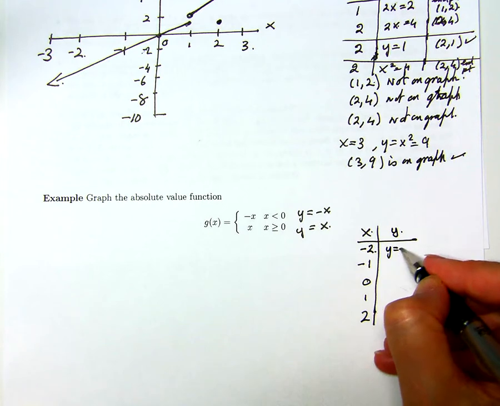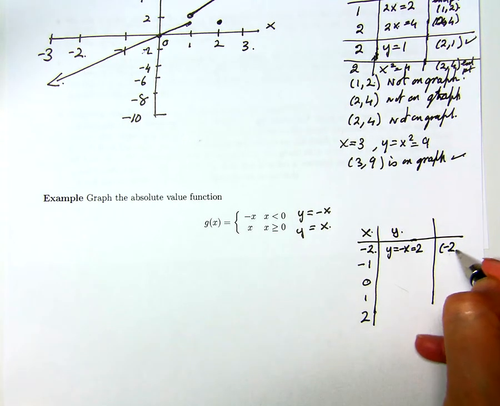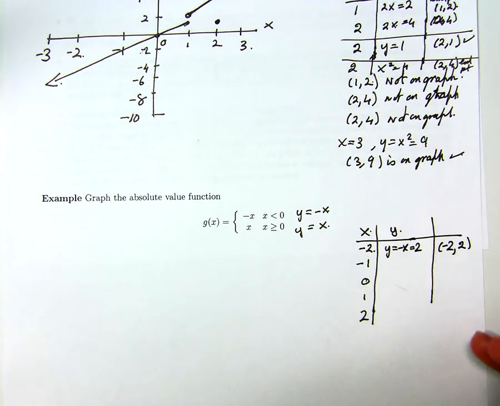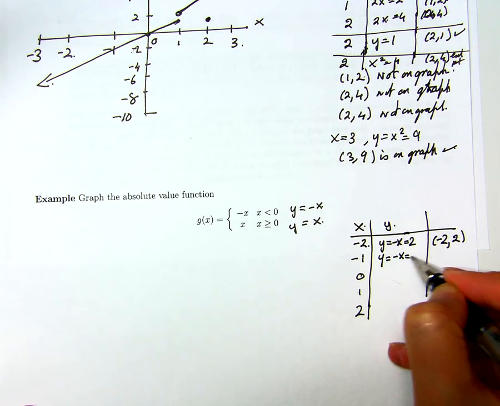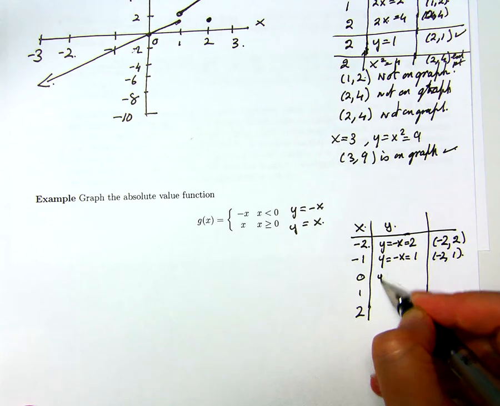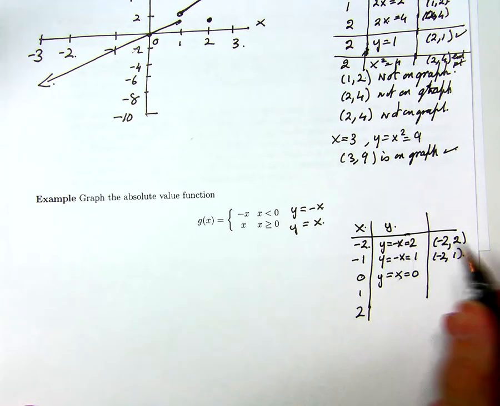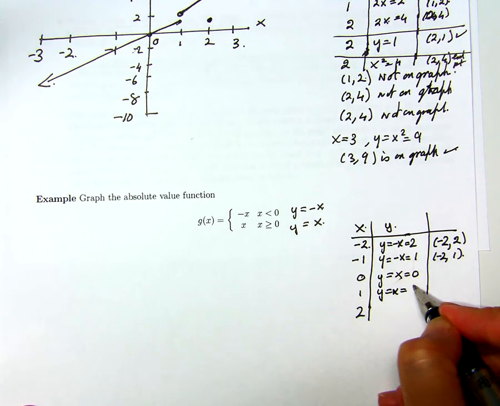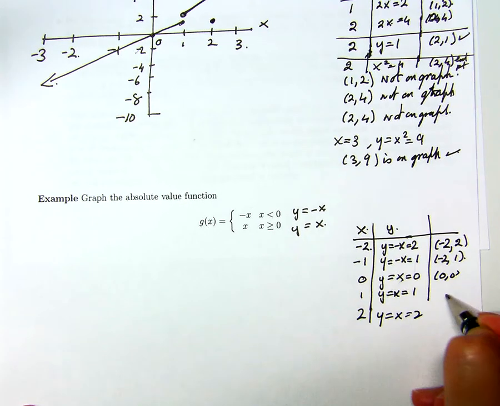Here we have y equals minus x, which equals 2. So the point minus 2, 2 is on the graph. Here we have y equals minus x, which equals 1. Point minus 1, 1 is on the graph. Y equals x, which equals 0. Here we have y equals x, which equals 1. Y equals x, which equals 2. So we have the points 0, 0, 1, 1, and 2, 2 on the graph.